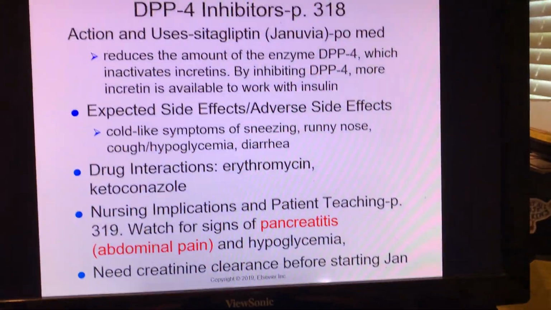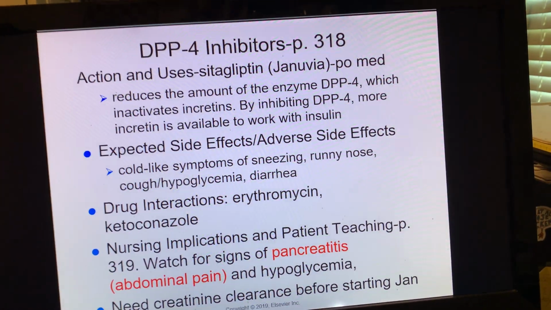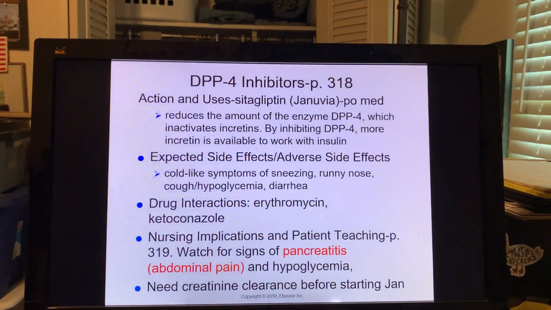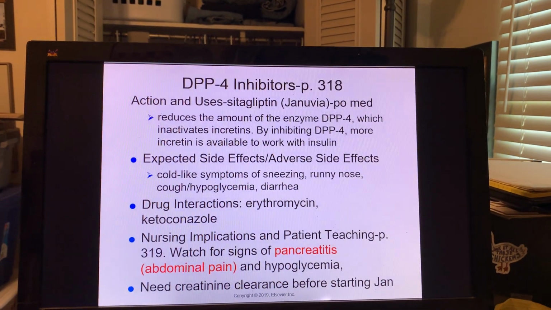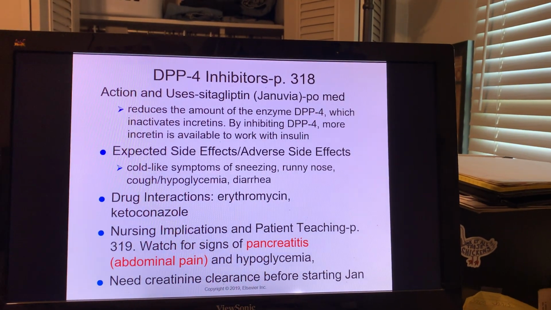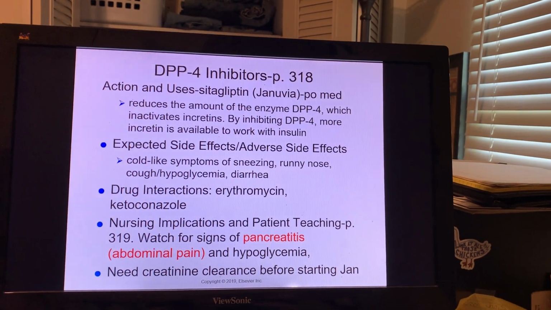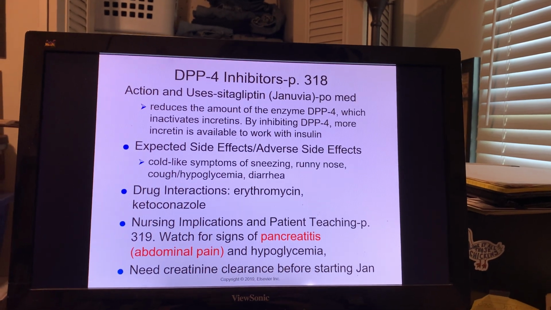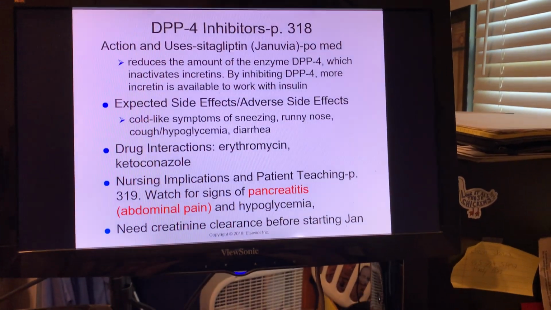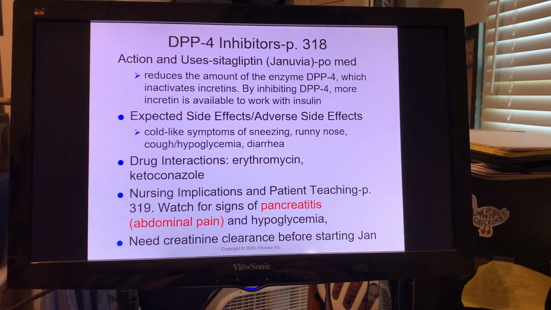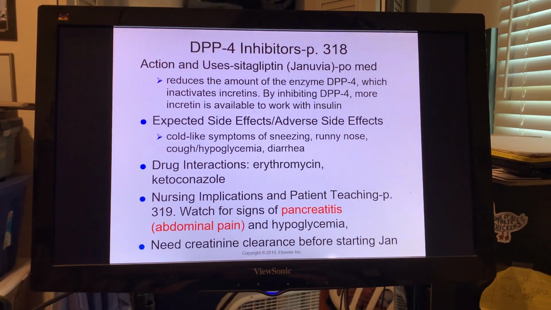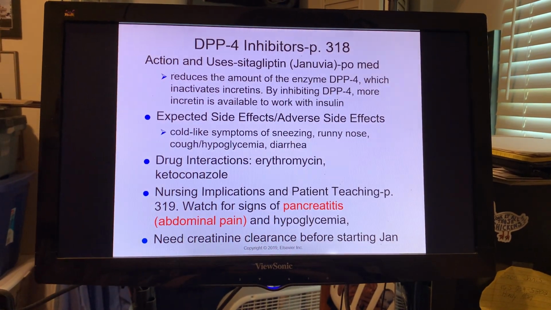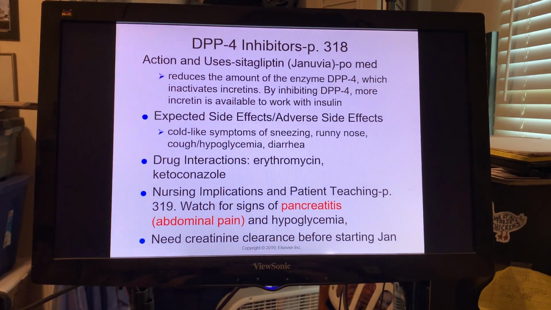The next category of drugs, you want to flip over to page 319 in your book, and you've got the table, and then the text talks about it on page 318. The DPP4 inhibitors. DPP4 is an enzyme. The enzyme inactivates the incretins. Now you remember, incretins are the good guys. That's a hormone. You want that. But the DPP4 will inhibit them. It will inactivate incretins so they don't work.